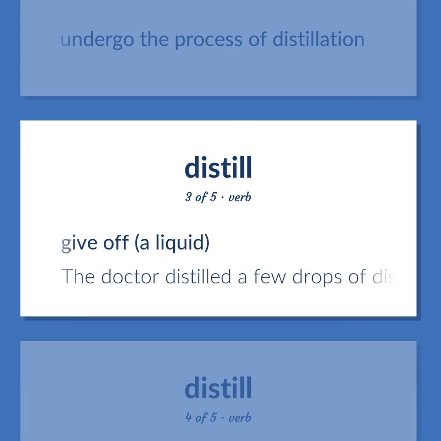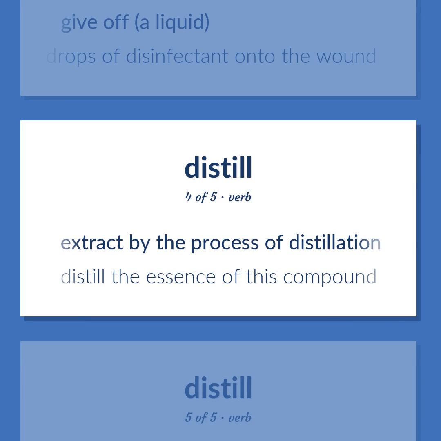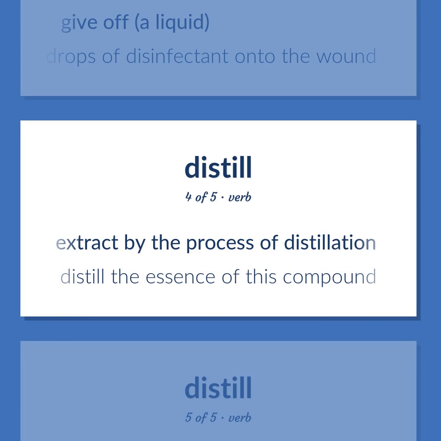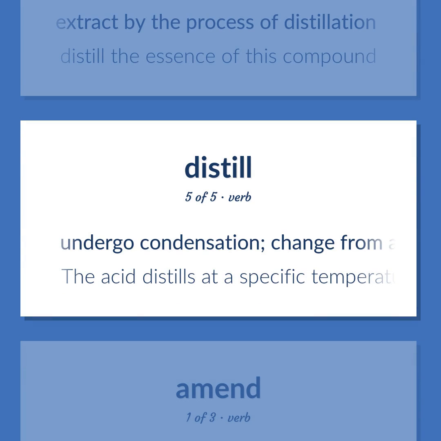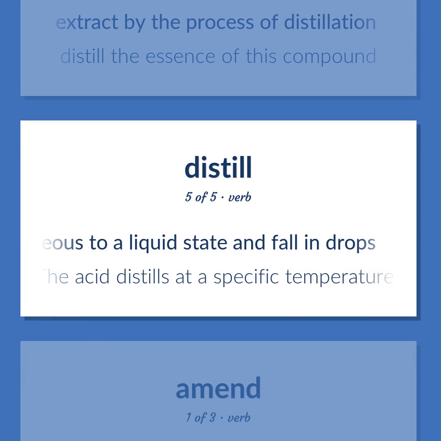Give off, a liquid. The doctor distilled a few drops of disinfectant onto the wound. Extract by the process of distillation. Distill the essence of this compound. Undergo condensation. Change from a gaseous to a liquid state and fall in drops. The acid distills at a specific temperature.